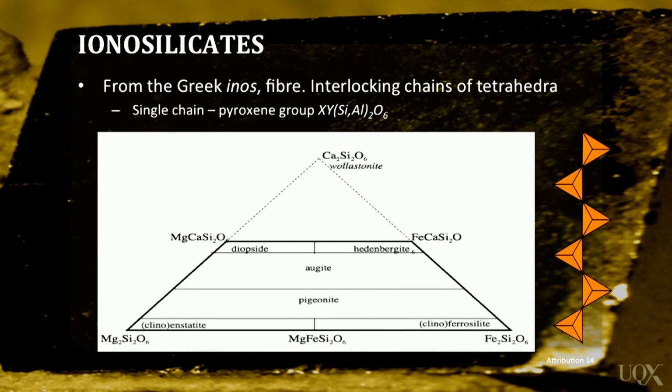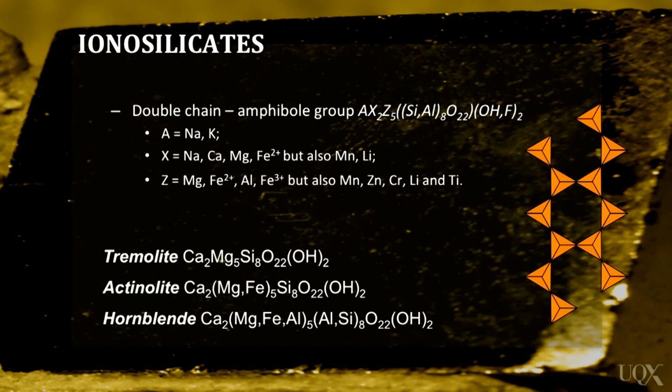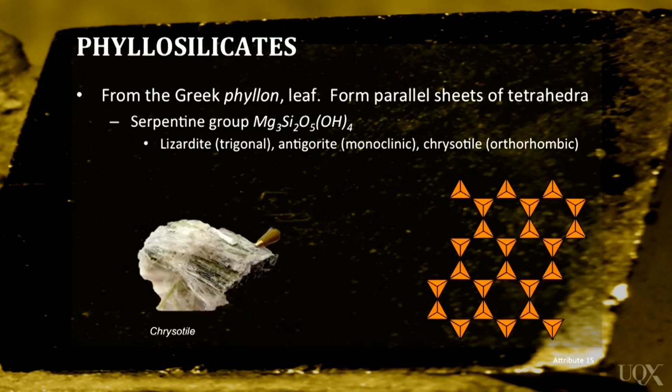Next, we have the chain silicates. The pyroxene group is one of the most important groups of ferromagnesian silicates, or more simply, silicates that contain iron and magnesium, and occur in almost every type of igneous rock. Amphibole is a common constituent in both igneous and metamorphic rocks. It can be chemically complex and a potential source of fluorine.